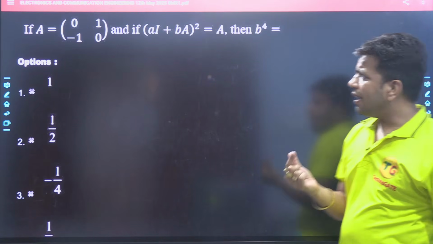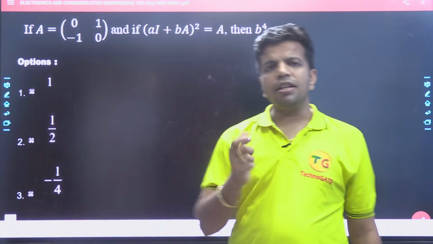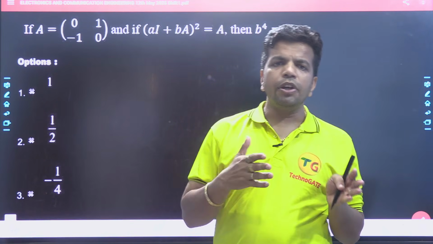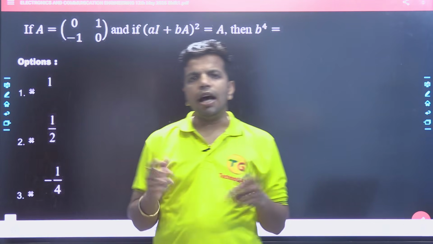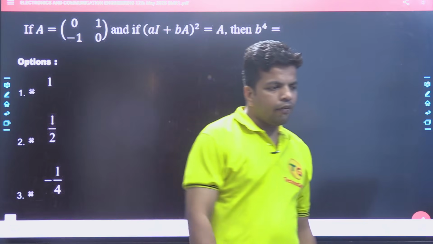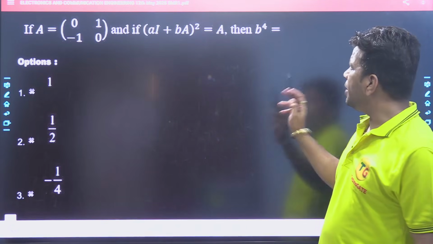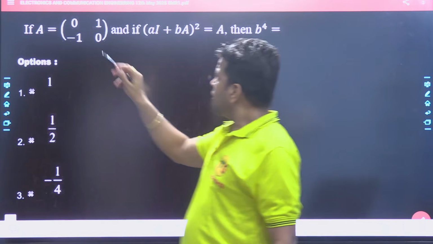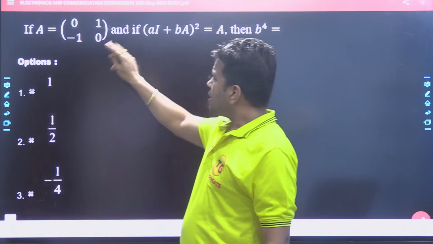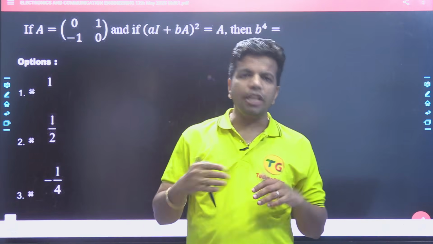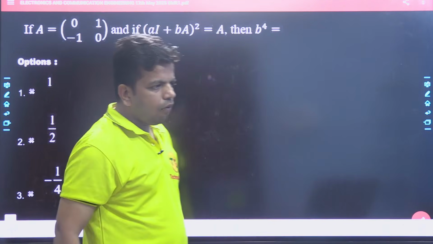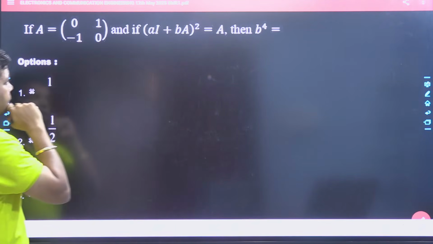There is a matrix A and there is one equation, and they're saying that if (AI + BA)² = A, then we need to find out what would be the value of B to the power 4. So let's see, we know that the matrix A is this one. So just put that value here and try to identify the value of (AI + BA)². Then let's see what exactly the output is here.